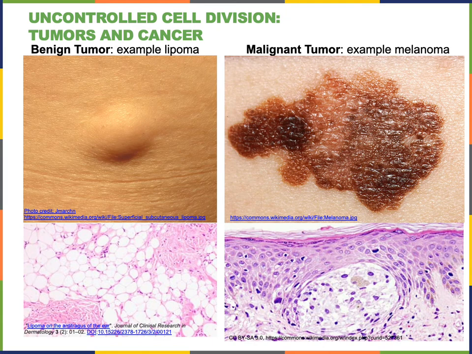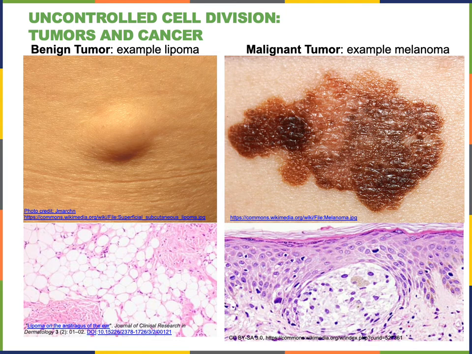In contrast, a malignant tumor is a cancerous tumor, a mass of tissue growth where the cells start to invade adjacent tissues and expand beyond their normal boundaries. So while a benign tumor would have a capsule of connective tissue helping to keep it contained within its boundaries, a malignant tumor would start to invade and move beyond that capsule. The example of a malignant tumor shown here in the pictures is a melanoma.